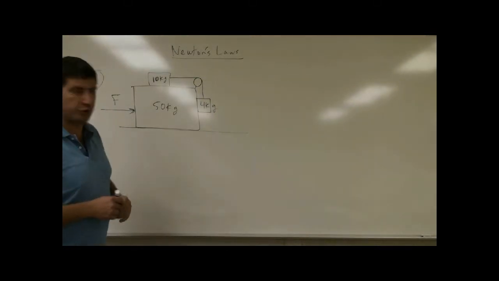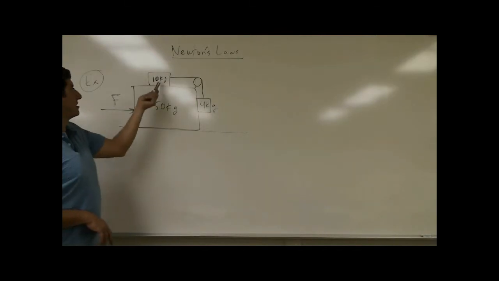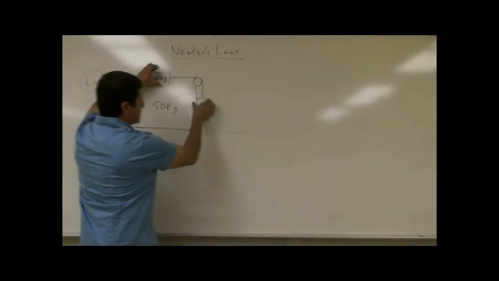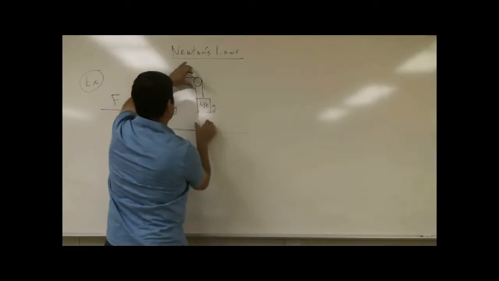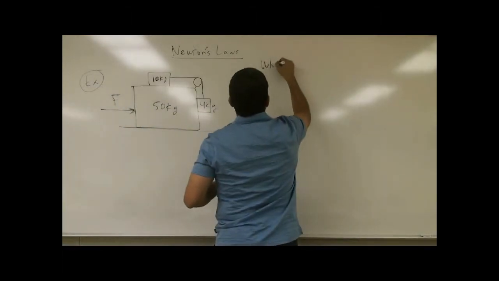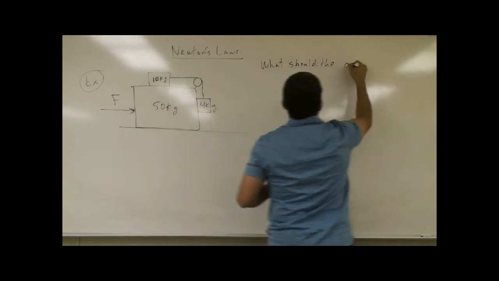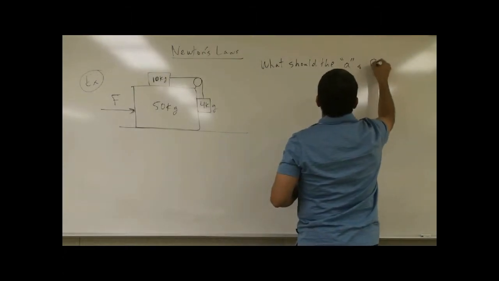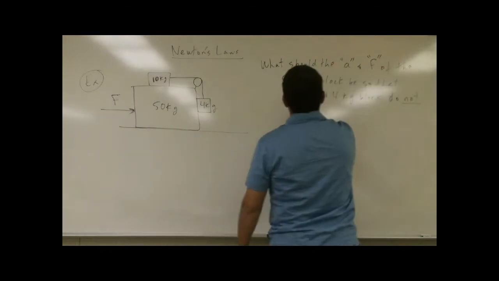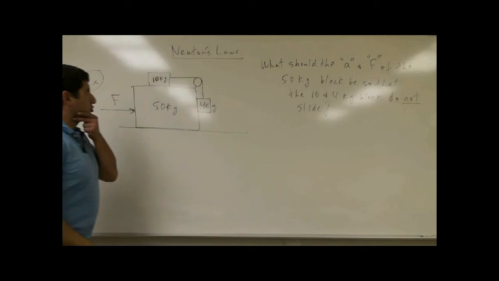So the question is going to be, with what force should I push this 50 kilogram block so that the 10 and 4 kilogram accelerate with it and do not go down or up this way? So what should the acceleration and the force be? Okay, so how do we analyze this?